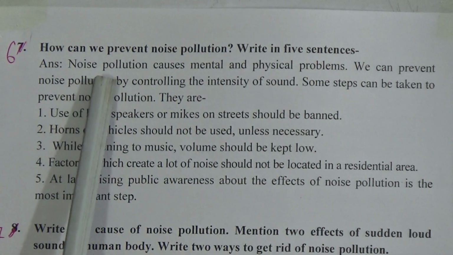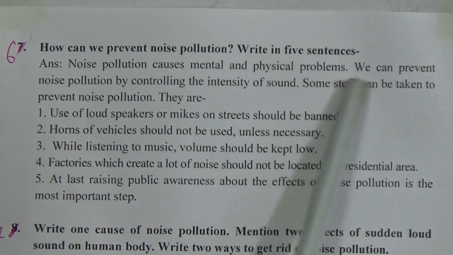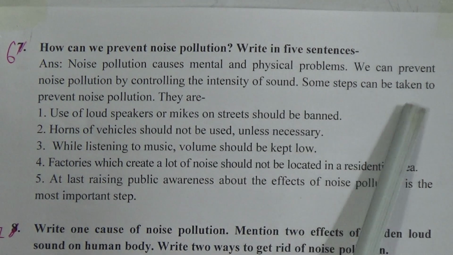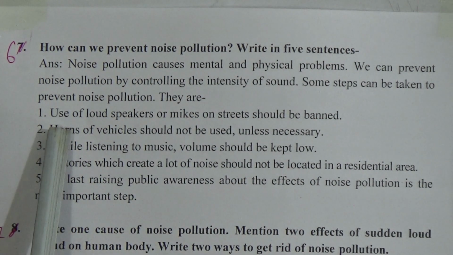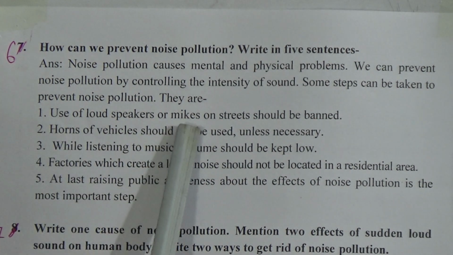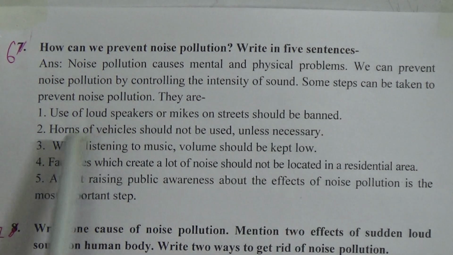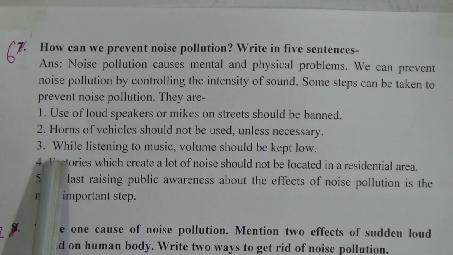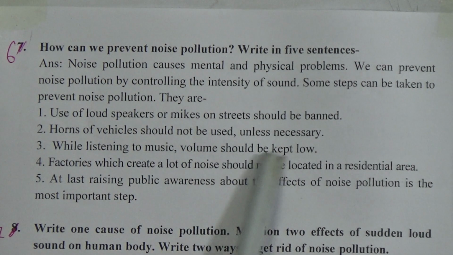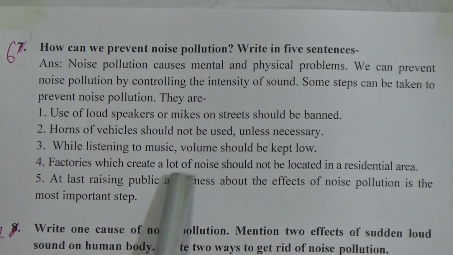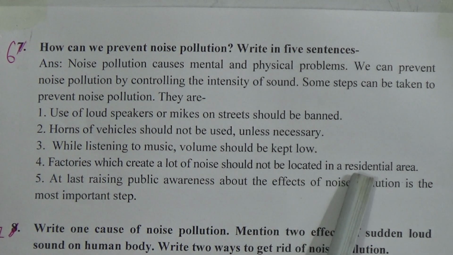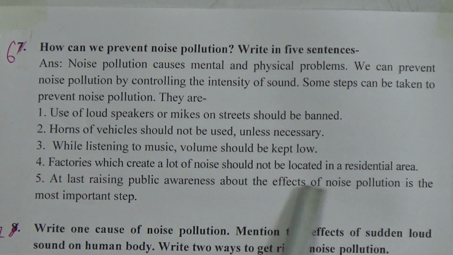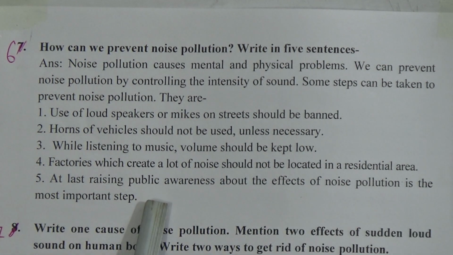Noise pollution causes mental and physical problems. We can prevent noise pollution by controlling the intensity of sound. Some steps can be taken to prevent noise pollution. They are, number one, use of loud speakers or mics on streets should be banned. Number two, horns of vehicles should not be used unless necessary. Number three, while listening to music, volume should be kept low. Number four, factories which create a lot of noise should not be located in a residential area. And number five, at last, raising public awareness about the effects of noise pollution is the most important step.